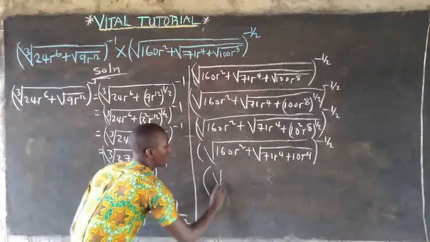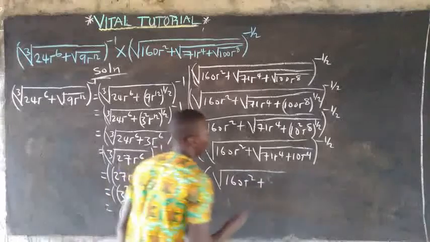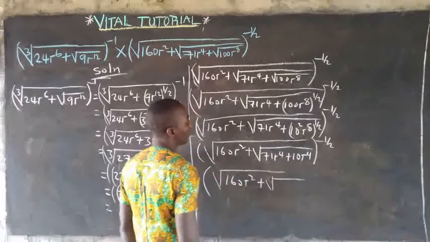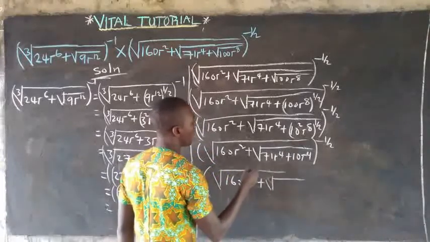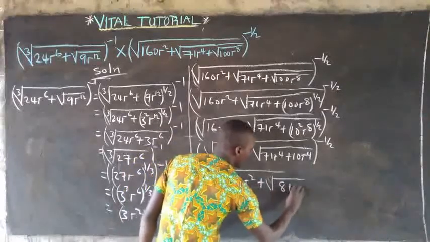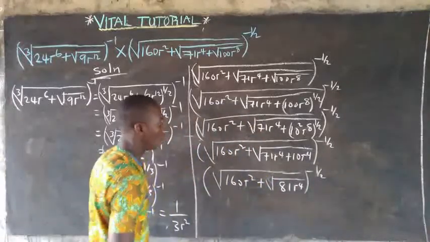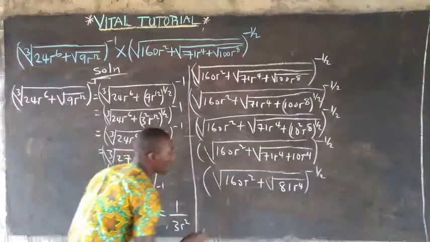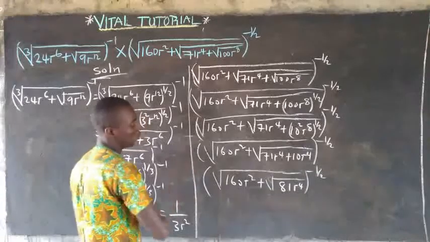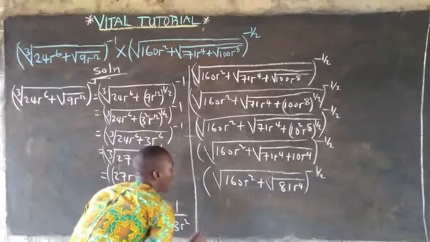So this will be the square root of 160 r to the power of 2 plus square root of 71 r to the power of 4 plus 10 r to the power of 4 is 81 r to the power of 4. Everything to the power of minus 1 over 2. So as you can see, this 81 can also be written as what? 9 to the power of 2. Yes, 9 to the power of 2. 9 times 9 will give us 81. So to be 9 to the power of 2.